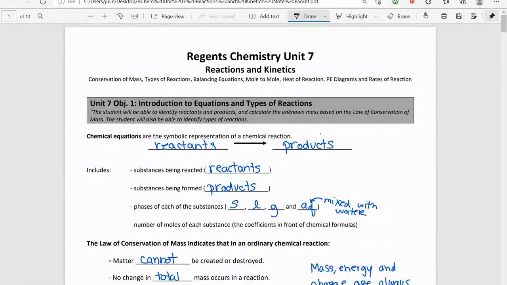Hello, today we are going to be going over a quick little introduction on equations, and we're also going to talk about the types of reactions. So you want to be able to identify reactants and products in an equation, calculate the unknown mass based on the law of conservation of mass that we'll be doing, and then also be able to identify the types of reactions by the end of these notes.